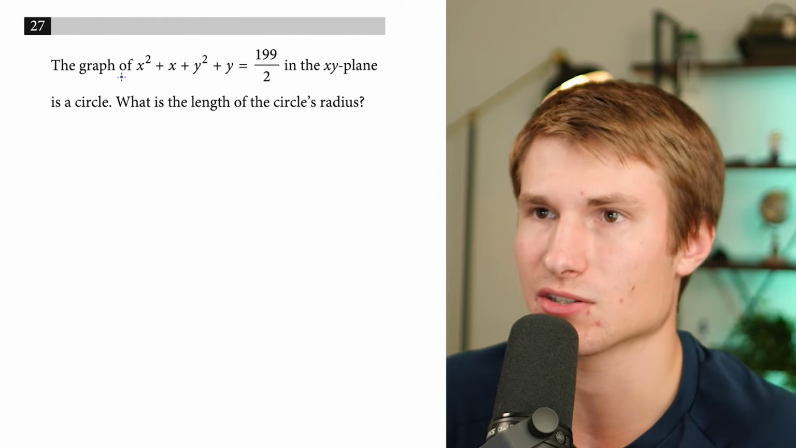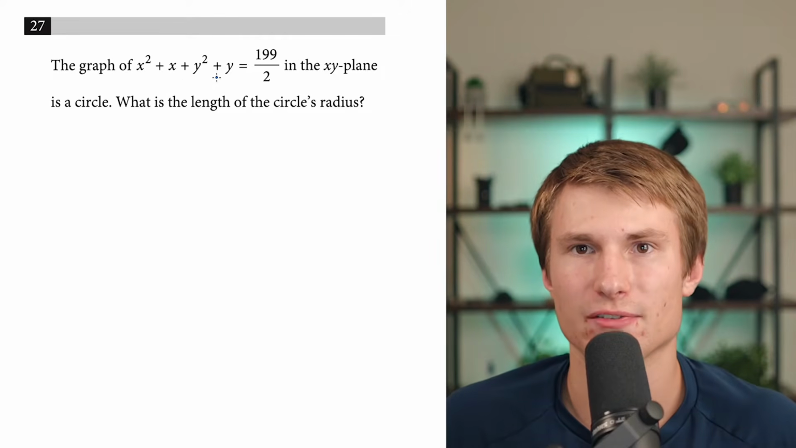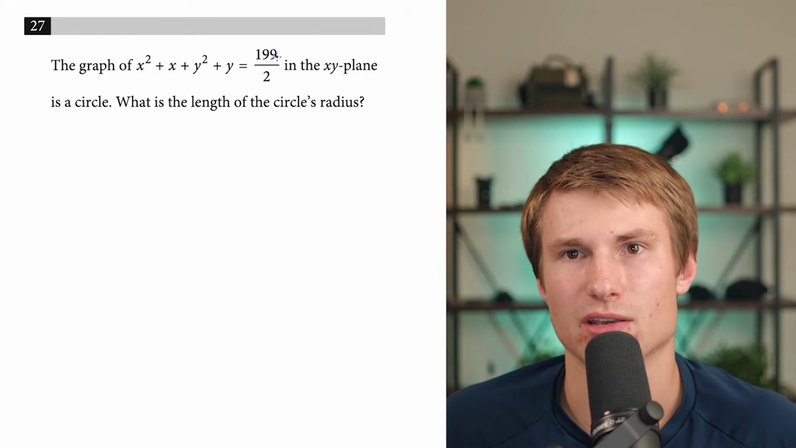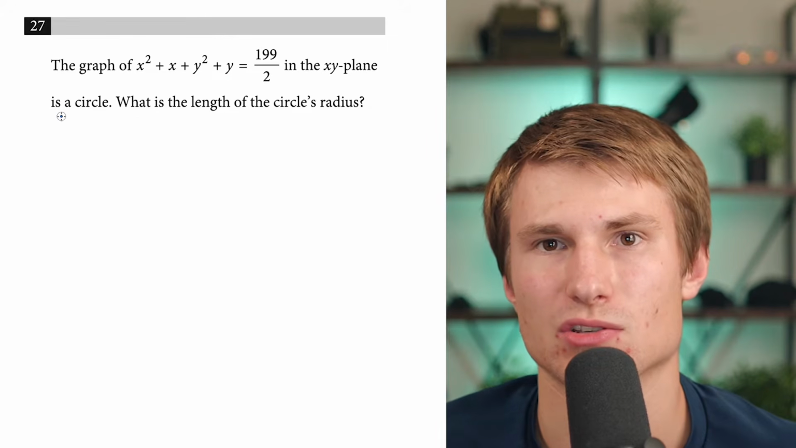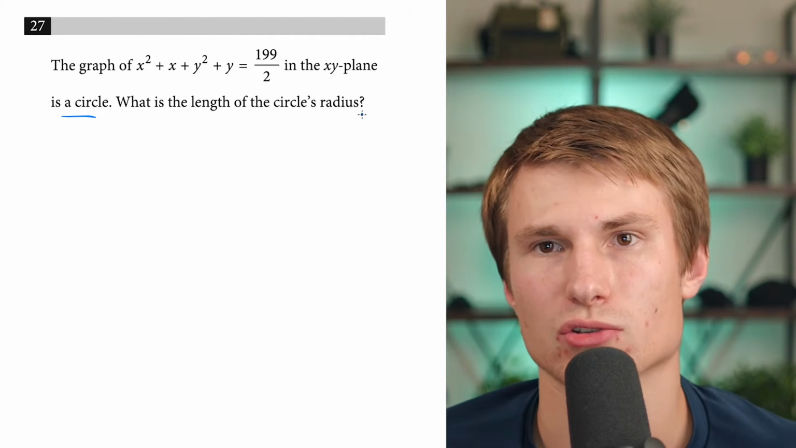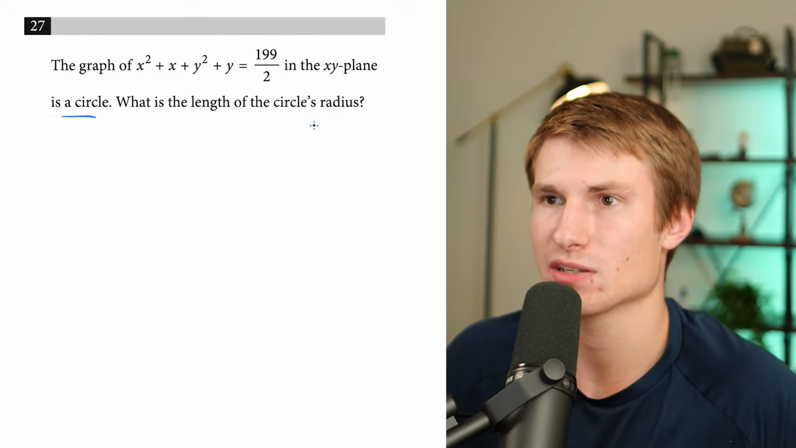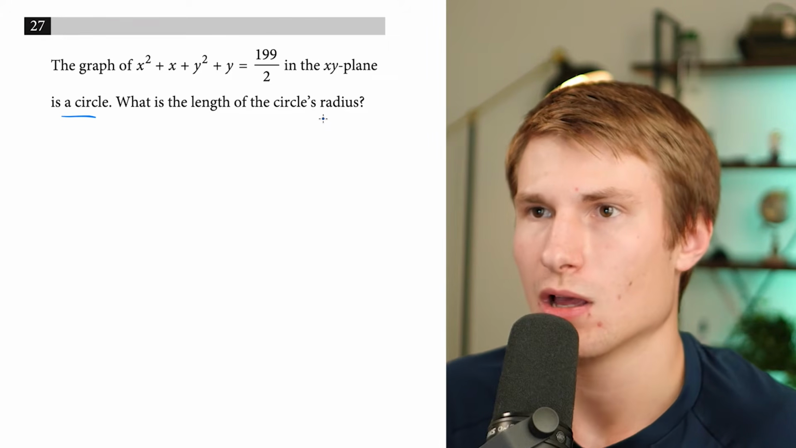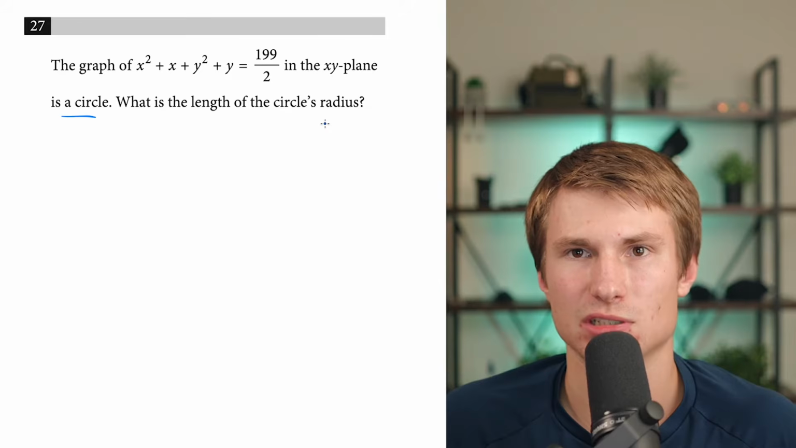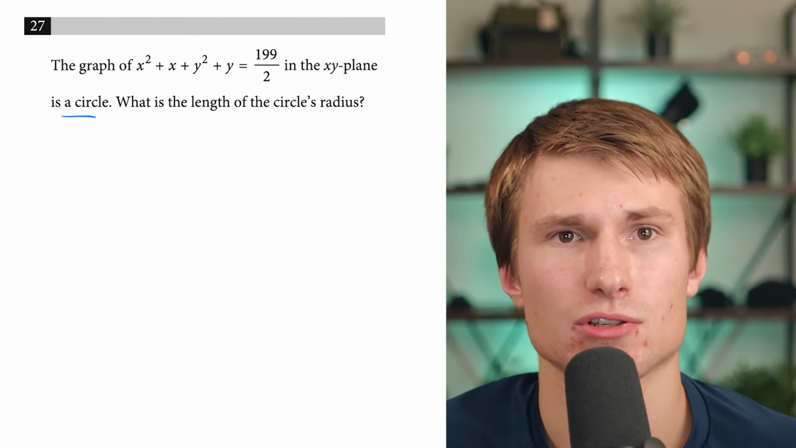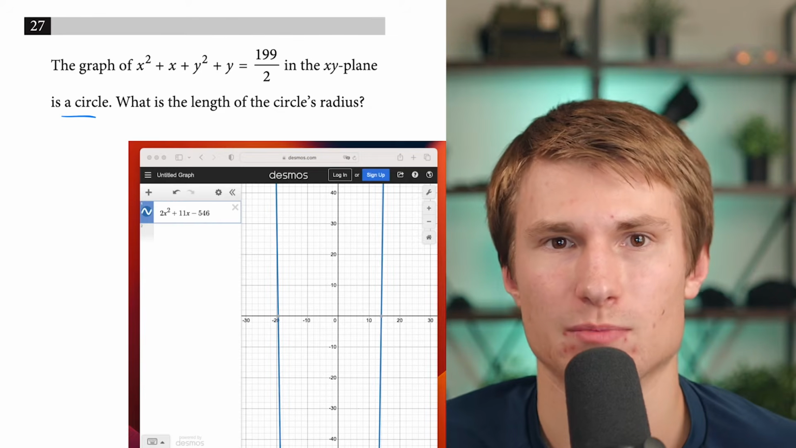That being said, let's move on to 27. The graph of x squared plus x plus y squared plus y equals 199 over 2 in the xy plane is a circle. What is the length of the circle's radius? There are a couple of ways you could approach this. I will show you two of them. One of them I think is much easier, and you're less likely to make a mistake than with the other. So I'm going to show you this one first, and that is using Desmos.